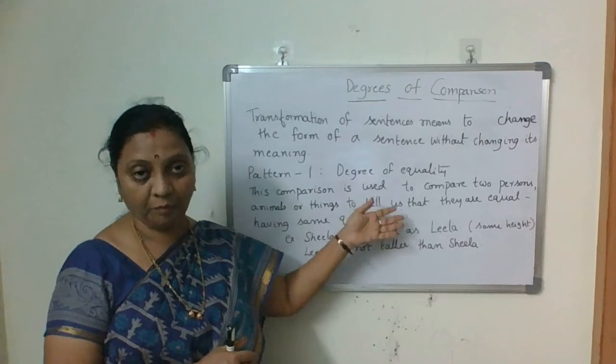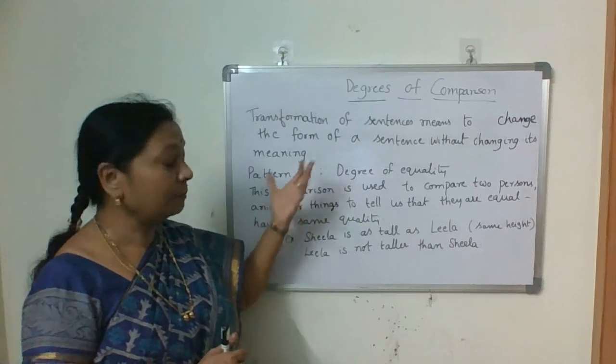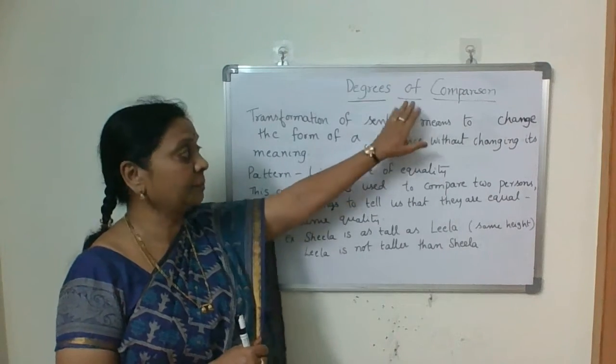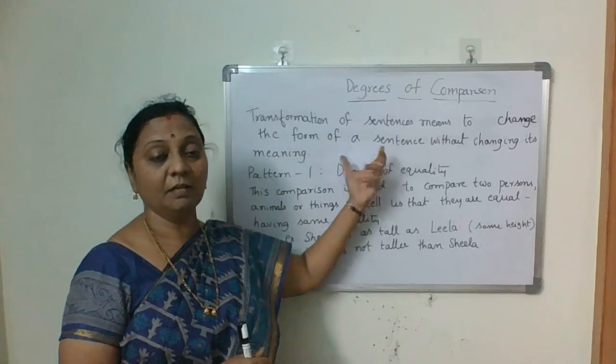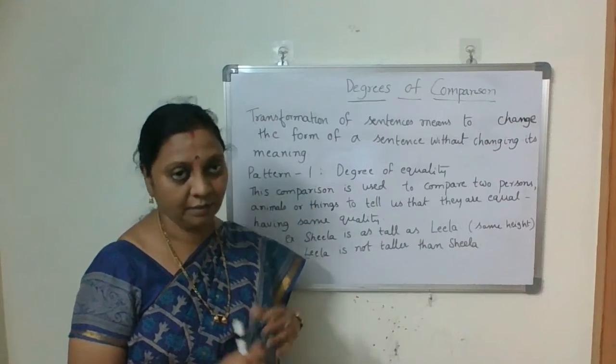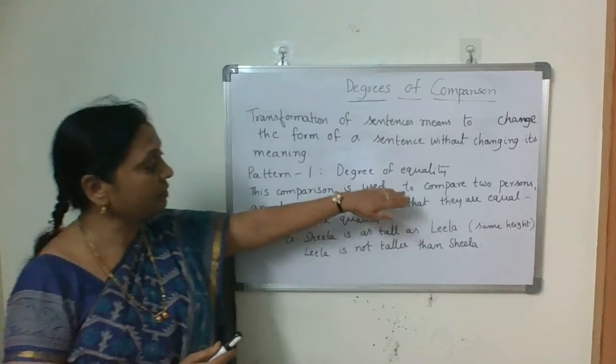And how do we do that? In this video we just learn that. We observe different patterns in transformation of sentences, especially degrees of comparison. What are the different patterns to change from one degree to another degree? First, let us look at pattern 1. What is this pattern 1?